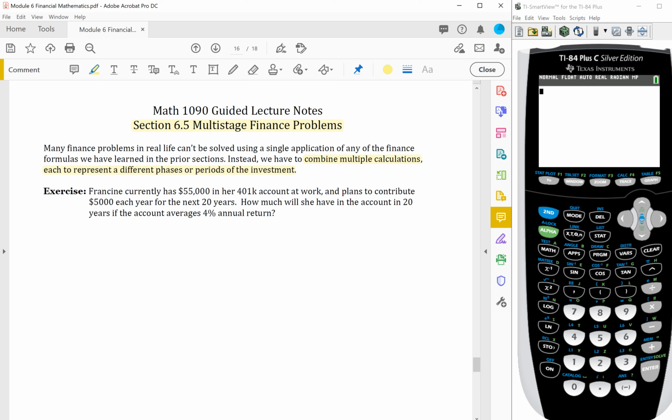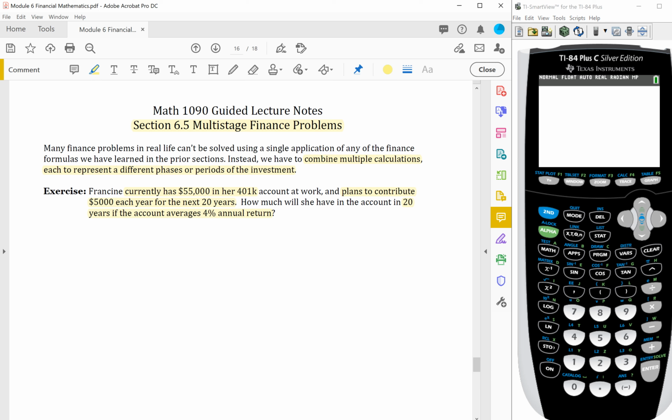Francine currently has $55,000 in her 401k account at work. And she plans to contribute $5,000 each year for the next 20 years. How much will she have in the account in 20 years if the account averages a 4% annual return?